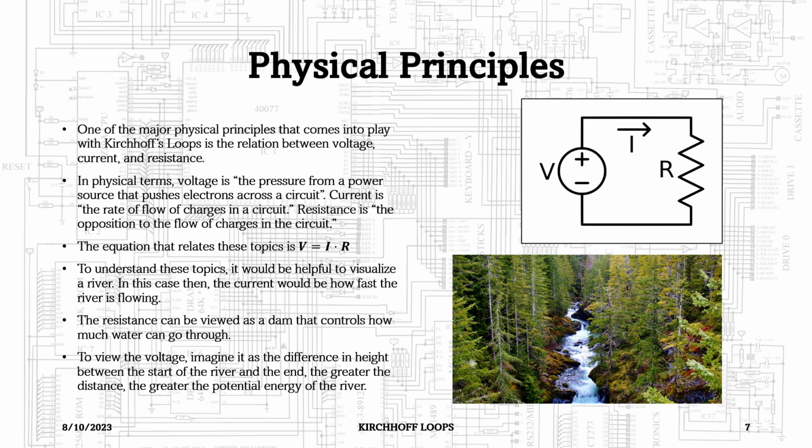To simplify and to better visualize this topic, it would be helpful to visualize a river in your mind. The current, in this case, would be how fast the river is flowing. The resistance can be viewed as a dam that controls how much water is let through. And the voltage can be visualized as the difference in height from the source of the river to the end point. The greater the difference in height, the greater the potential energy of the water.